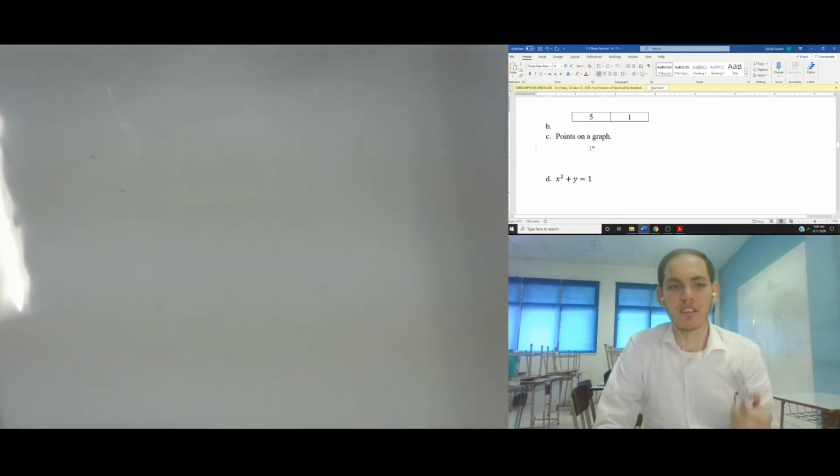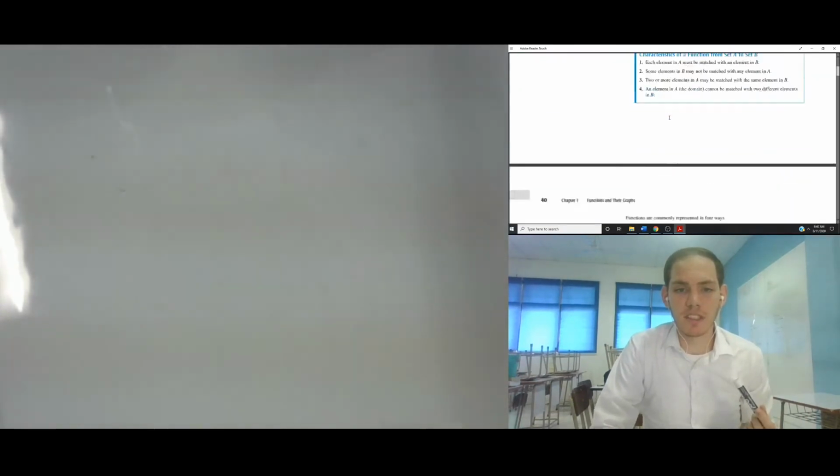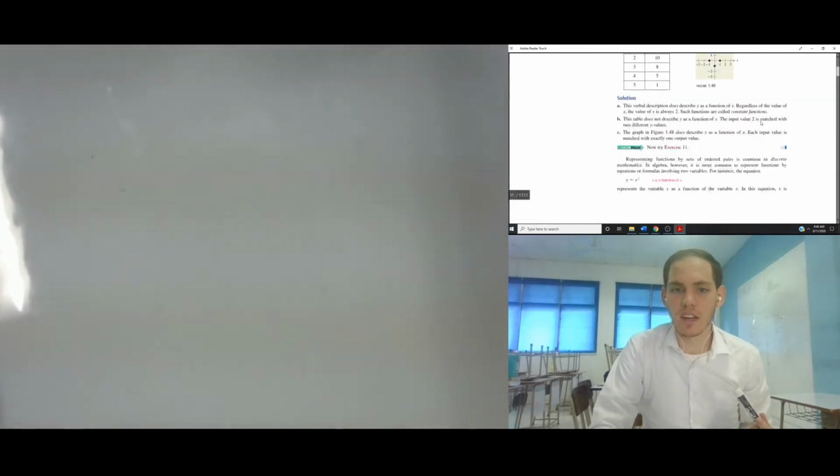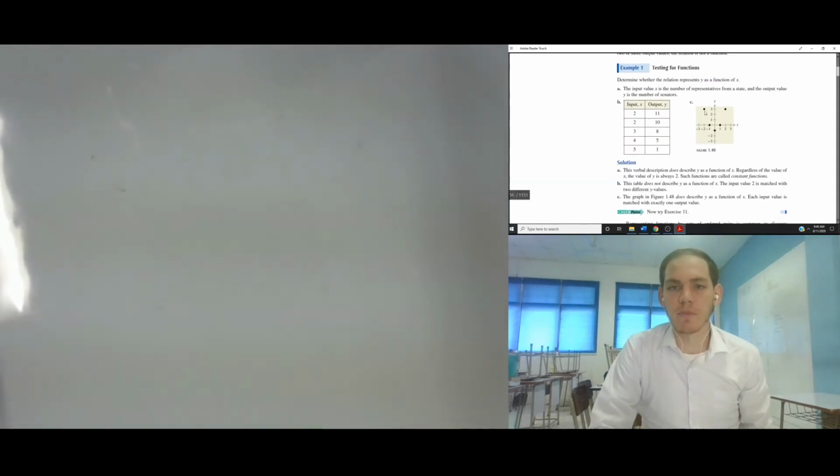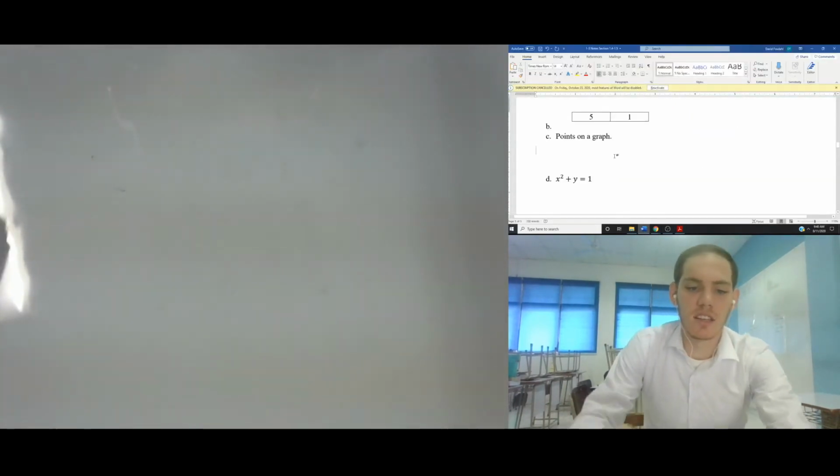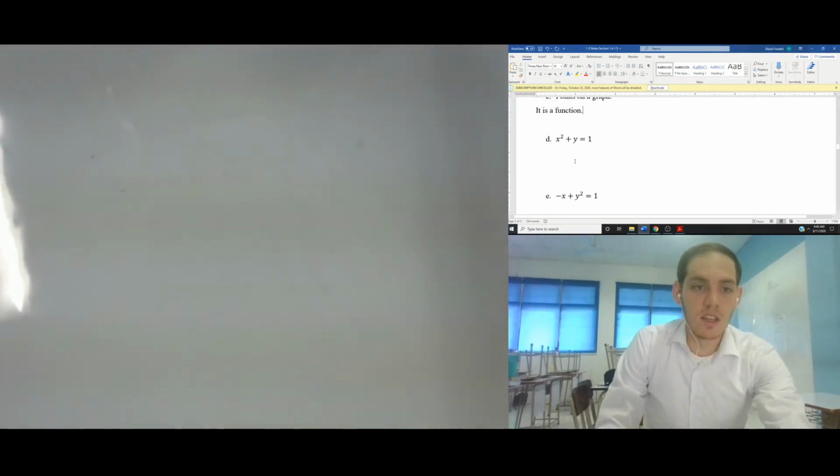Okay, what about points on a graph? Well, actually this is in the book, so we'll look at this briefly. So do you see this little thing right here? We can increase it, I think. Actually, I always lose track of it. My apologies. Okay, so notice that each of these points is separate. So that would mean that this would be, yes, a function. So you would say it is a function.